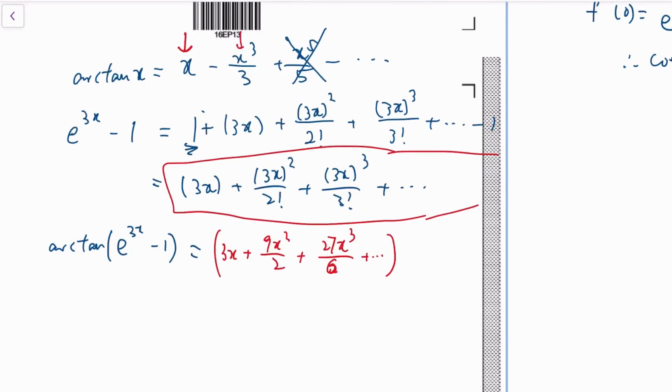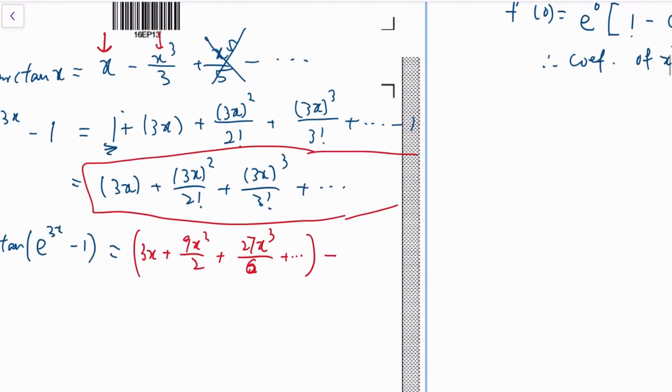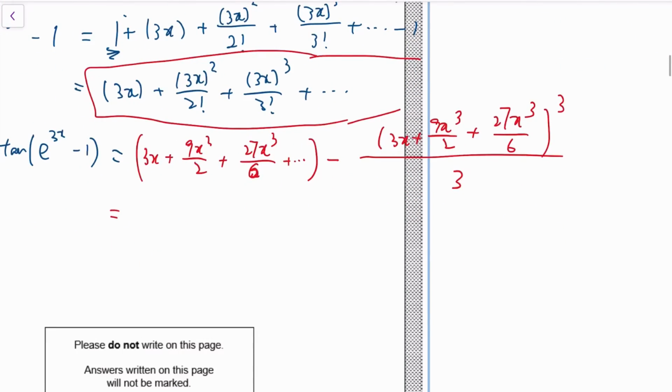That's for the x. Then minus 1 over 3 x cubed. So it's 3x, so put in the whole thing cubed. Okay, we'll copy this for now. Cancel the 3 out. I think that's 9 over 2 as well. Then minus. Oh, this is a square, right?